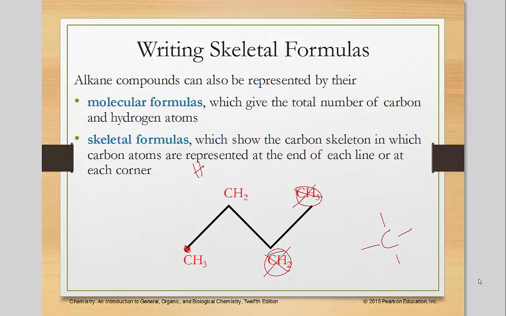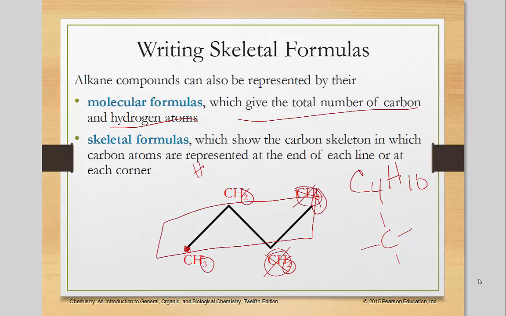So the molecular formula gives us the total number of carbons and hydrogens. If I were to do the molecular formula of this, I would say 1, 2, 3, 4 carbons. So C4, then 3, 4, 5, 6, 7, 8, 9, 10 hydrogens. That's the molecular formula. For the skeletal formula, all you write is this zigzag, because the 4 carbons are represented here, here, here, and here. And then the hydrogens you have to figure out by counting how many lines you're missing of the 4 that you need.